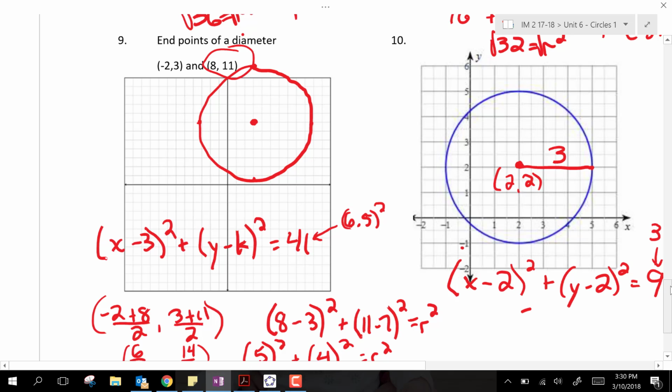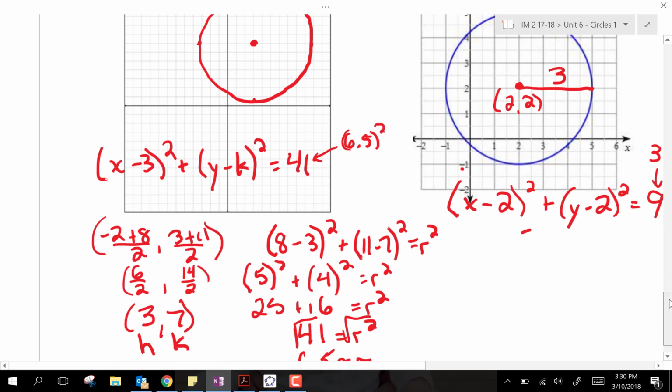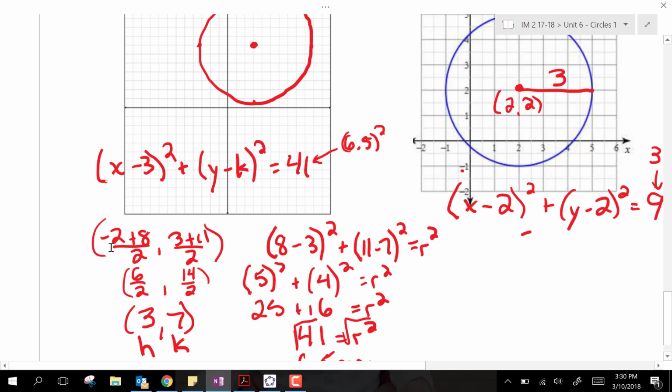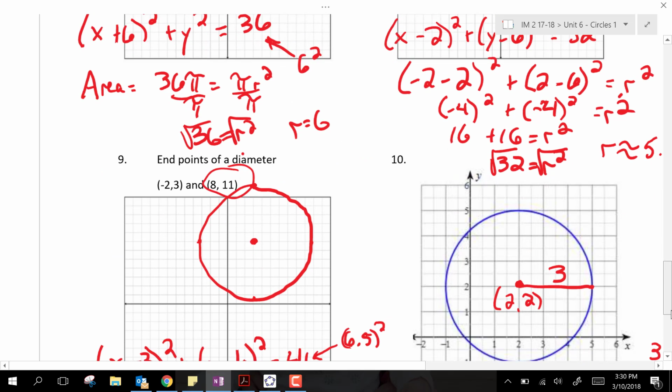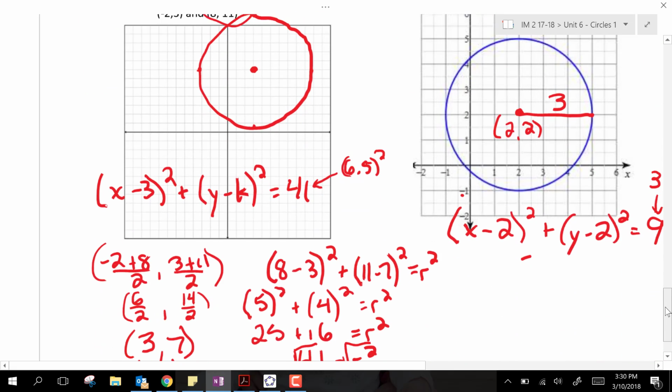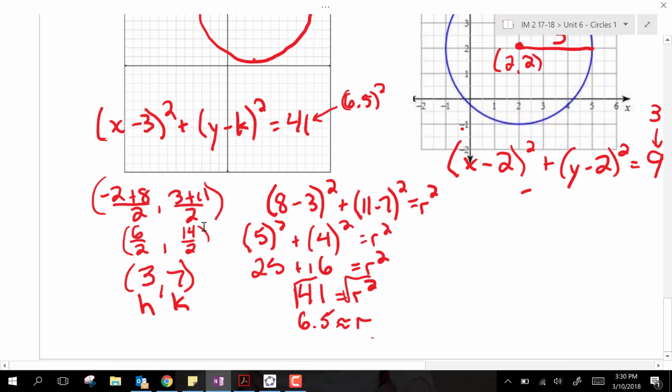So our midpoint formula is add the x's up, divide by 2, add the y's up, divide by 2, finding an average. So it's -2 plus 8 over 2. Again, it's just -2 plus 8, and we'll do 3 plus 11, and divide by 2. So we get our center of 3, 7.